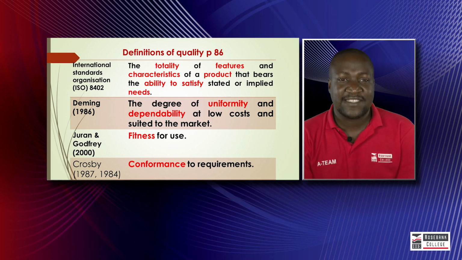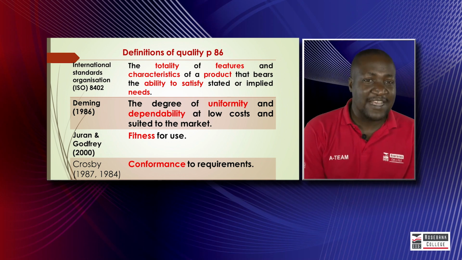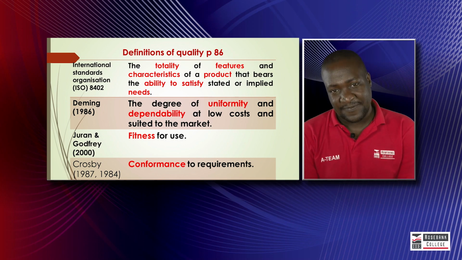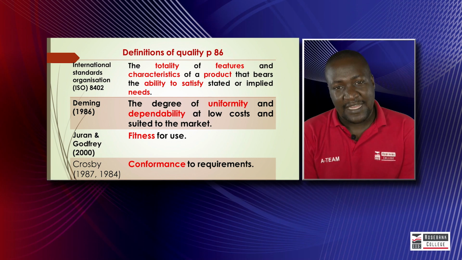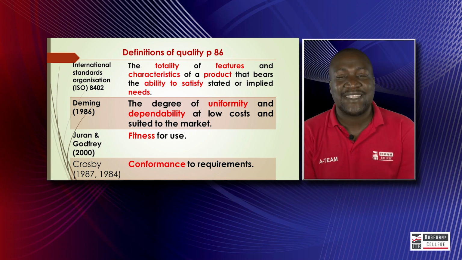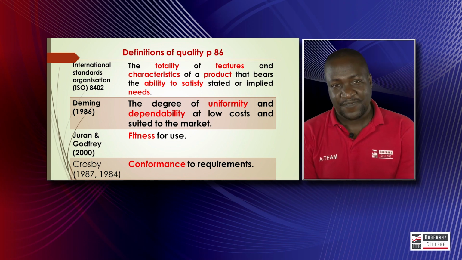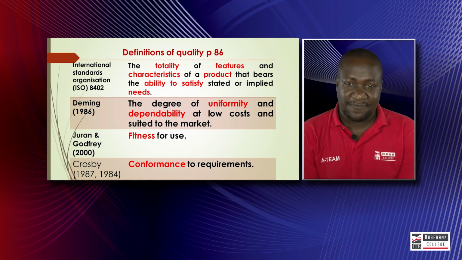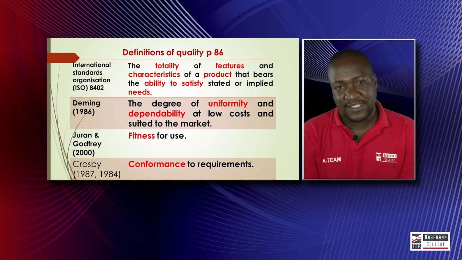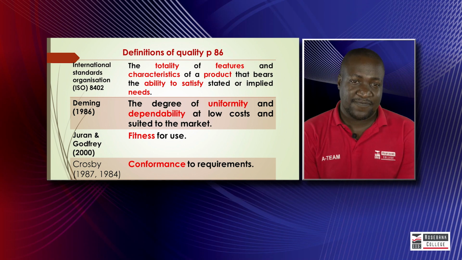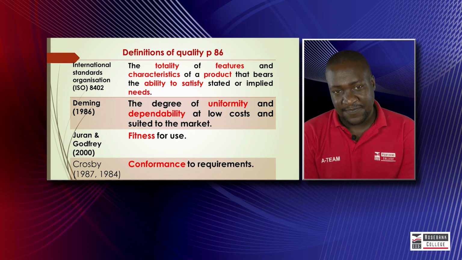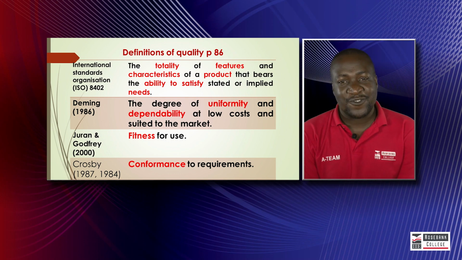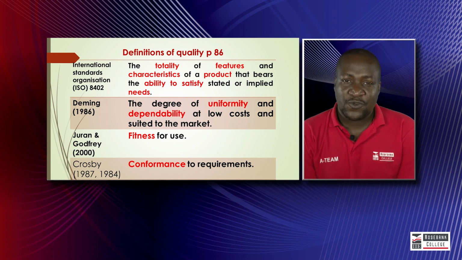ISO 8402 defines quality as the totality of features and characteristics of a product that bears the ability to satisfy stated or implied needs. Deming, 1986, also defined quality as the degree of uniformity and dependability at low cost and suited to the market. Juran and Godfrey, 2000, also described quality as fitness for use. Crosby, 1987, also described quality as conformance to requirements. Those make up the definitions of quality.